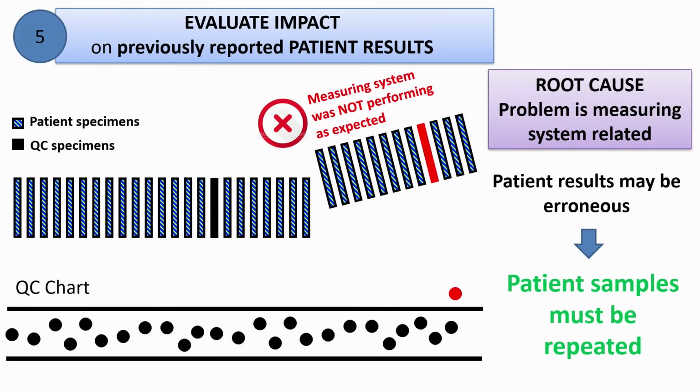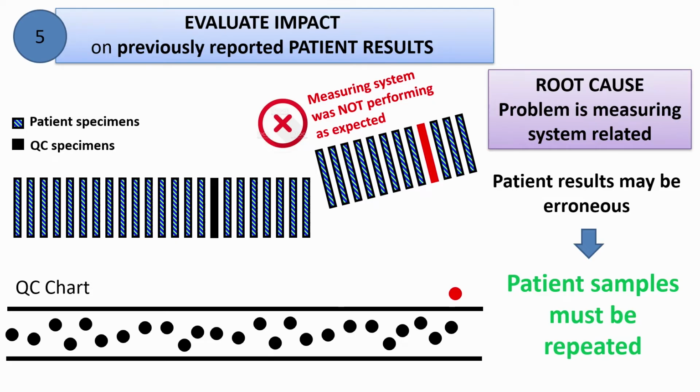So here's our little graph of our QC results. So here we have a QC result failure, and the root cause was found to be a problem with the measurement system. Therefore, patient results before the time point of the QC failure could have been erroneous, and we need to go back and repeat those patient results from the time of the QC failure to the time of the last acceptable QC. This could be 3,000 results, depending on your lab's volume. So you may want to go back and repeat in subsections of time to find out where the error occurred, and then repeat all the patient samples after that.